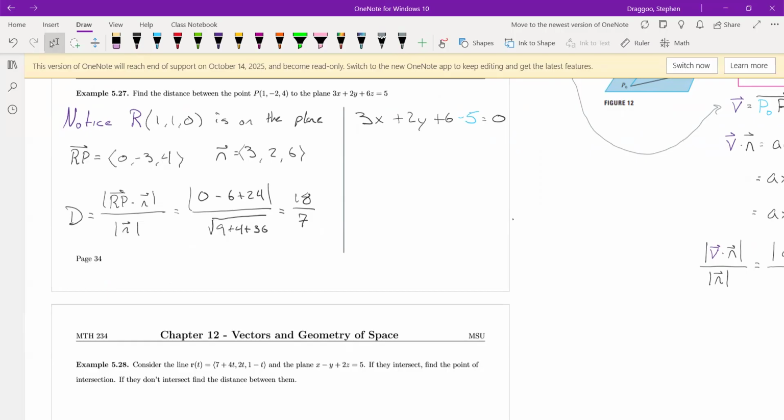Okay, so let's consider a line and a plane. And I want to do a couple of things. If they intersect, find the point of intersection. If they don't intersect, find the distance between them. I'm considering there is an example where we already found the point of intersection between a line and a plane. I'm going to guess this one does not do that. Well, let's justify why.